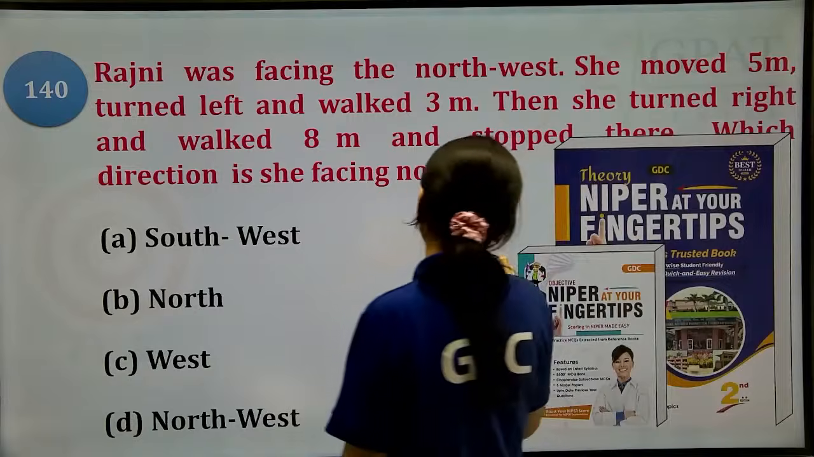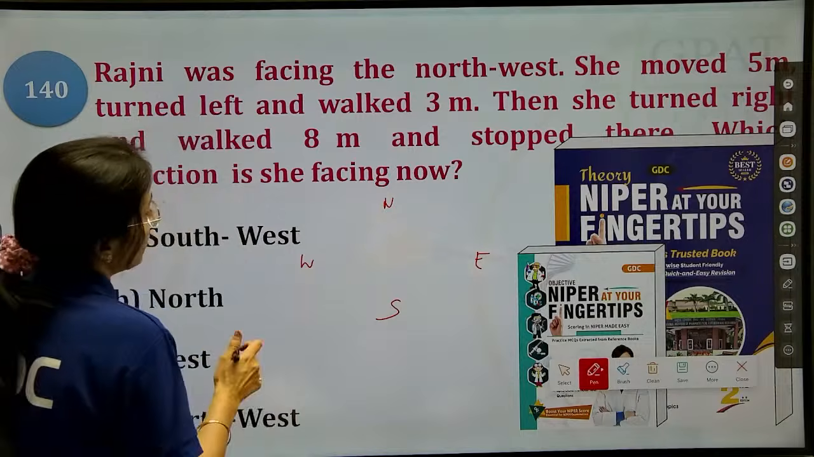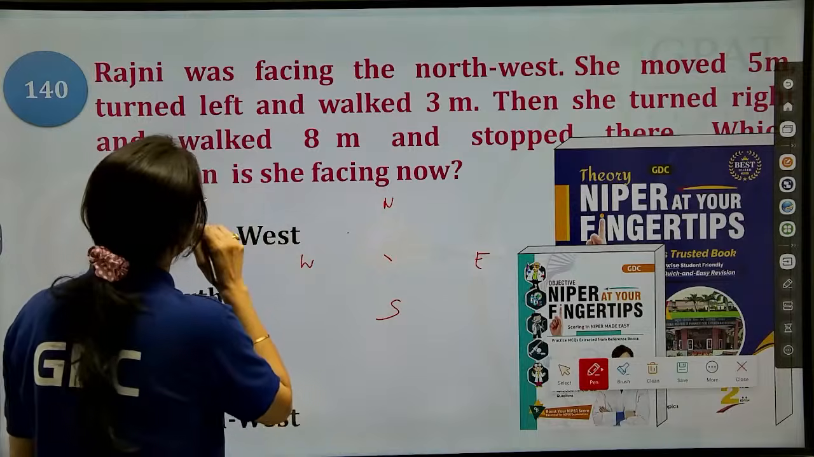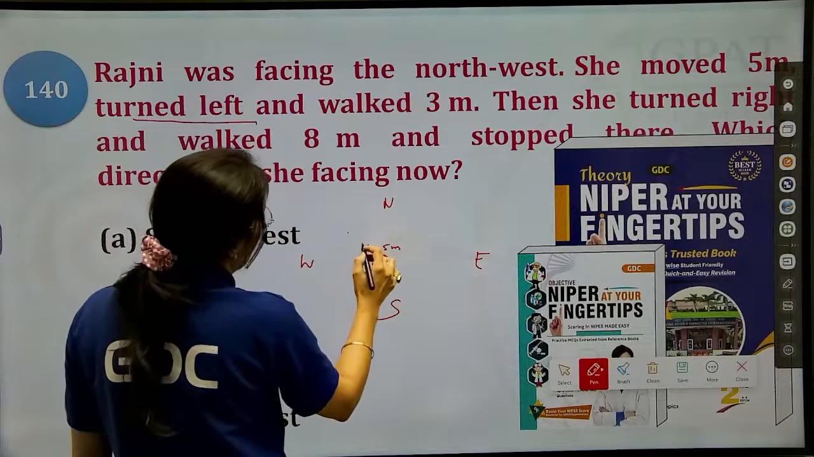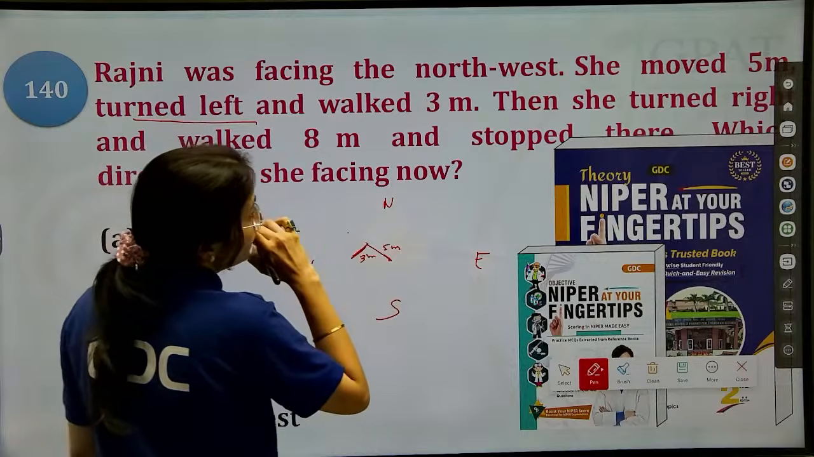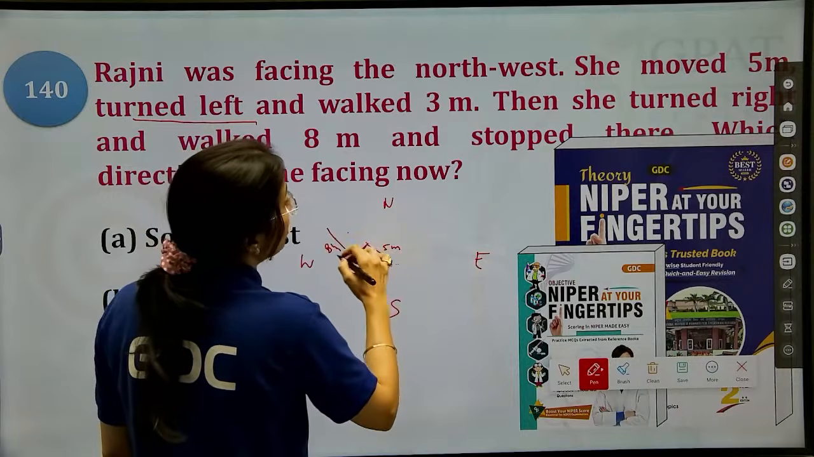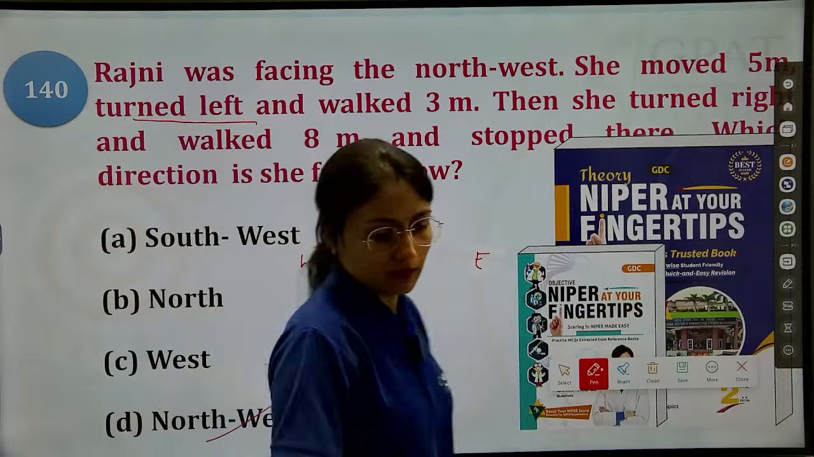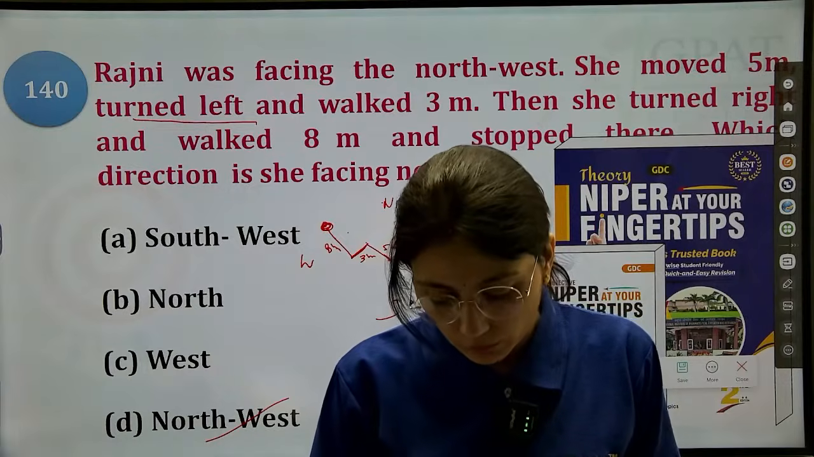Rajni was facing northwest, like here is east, west, north, south, in this direction. She moved forward 5 meters and turned left, in this direction, and walked 3 meters. Then she turned right, in this direction, and walked 8 meters and stopped there. In which direction is she facing now? That is northwest. So option number D is correct, northwest is the correct answer.